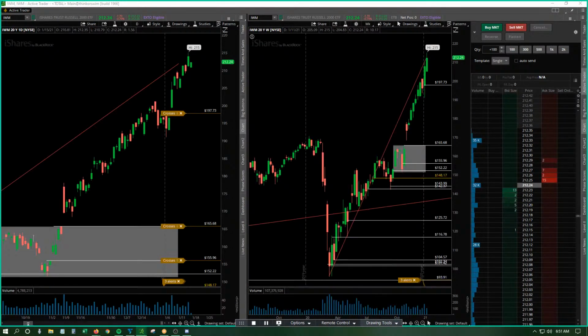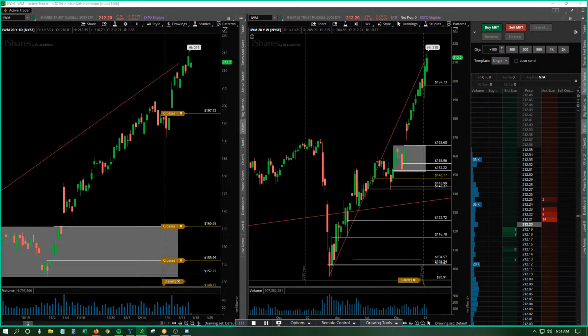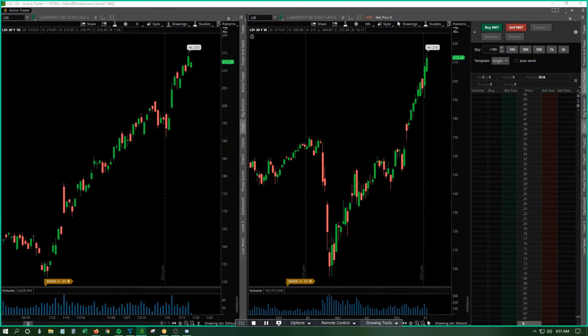Let's see, small caps. Hit a high yesterday. Pulling back a little bit today. We were waiting for Loan Depot to start trading, and it hasn't done that yet. This is not the right chart. It's not loading for some reason. Still haven't opened trading on that.